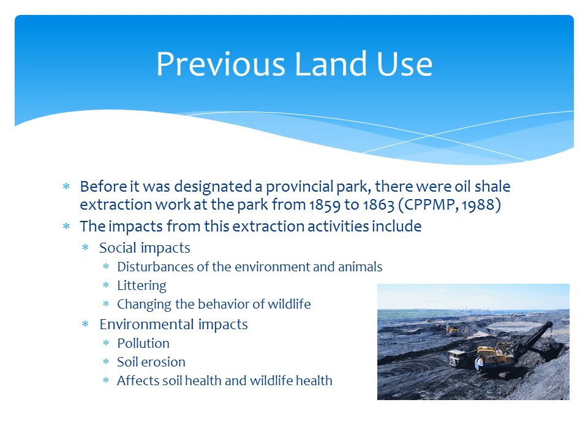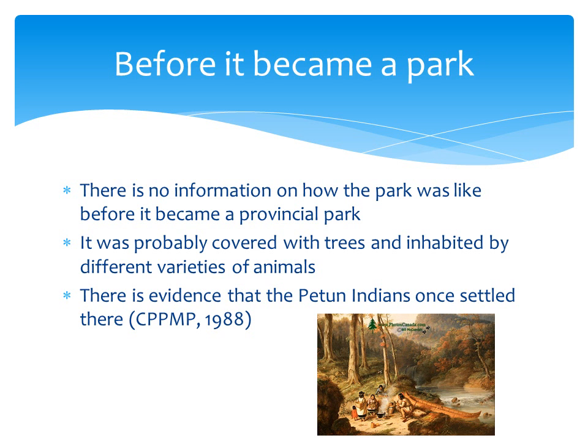Previous land use. Before it was designated a provincial park, there was oil shale extraction work at the park from 1859 to 1863, which of course left a lot of impact, including social impact, disturbances of the environment and animals, as well as environmental impacts like pollution, soil erosion, etc. There's also evidence that the Petun Indians once settled in the area where the park is.